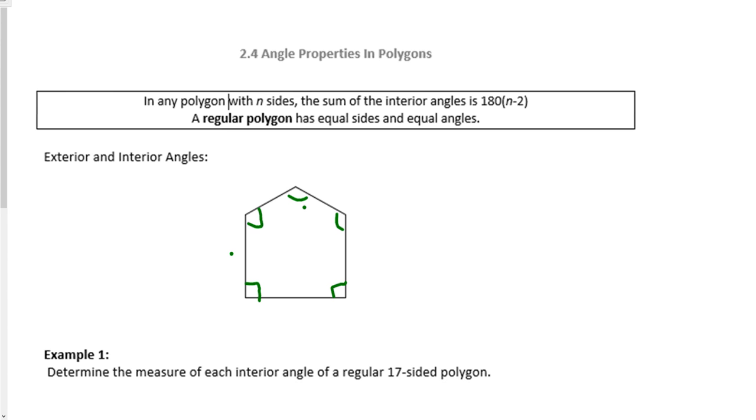Now, as you can see, this example that I have here is not a regular polygon. Why? Because these angles are clearly different. They're not all equal. And these two lengths here are probably the same, but these ones are different. So this is not a regular polygon. The green angles here represent the interior angles.